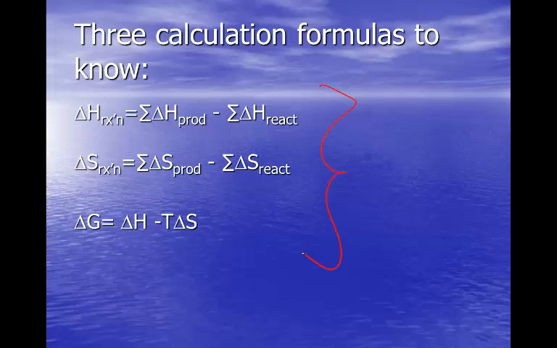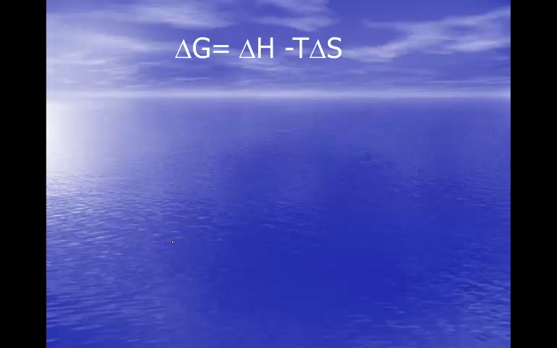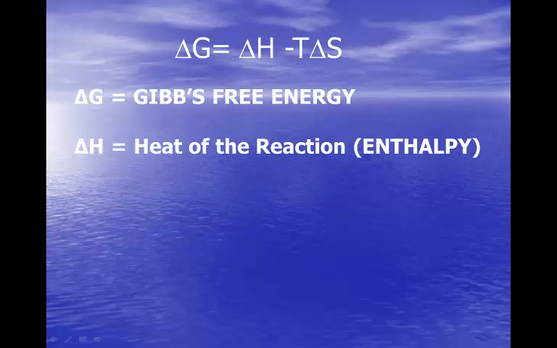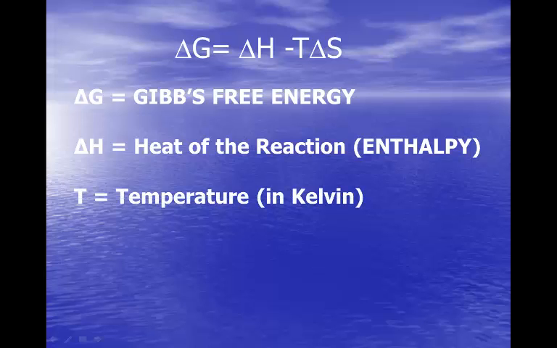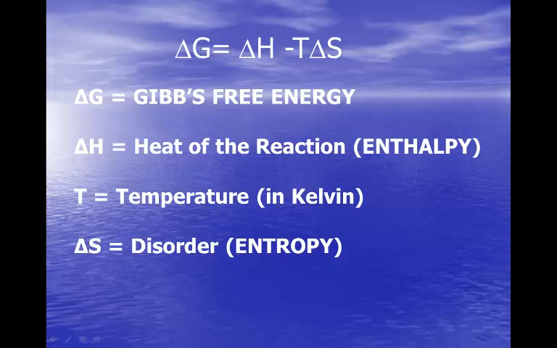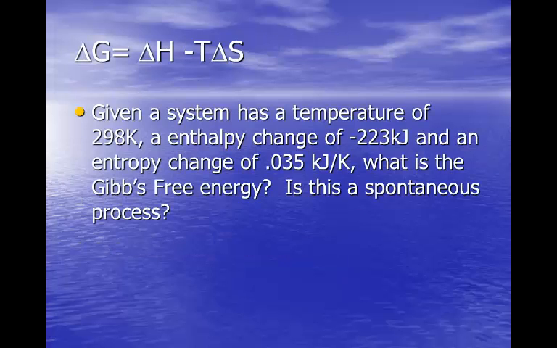So you need to be able to calculate all three of these things. So delta H, you do products minus reactants after you add them up. Delta S, products minus reactants after you add them up. And delta G, we're going to take into account the change in H and the change in S plus the T. Let's look at that one. Okay, delta G is Gibbs free energy. Delta H is the heat of the reaction. T is the temperature, has to be in Kelvin. And delta S is disorder or entropy. Okay, so we have to plug all those into our G formula.